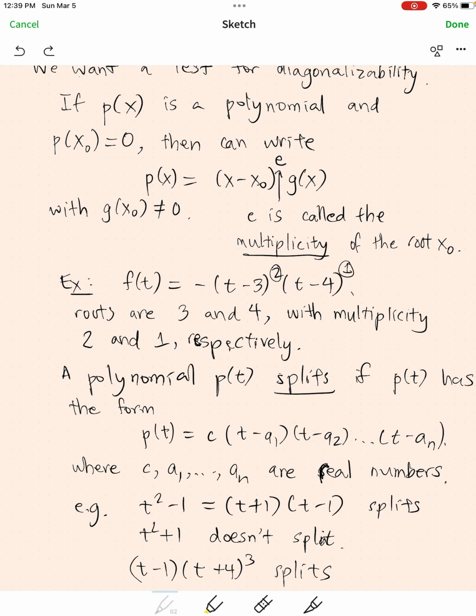The multiplicity of a root. Hopefully you have heard of the term multiplicity in some context, right? And maybe in a pre-calculus class or something.